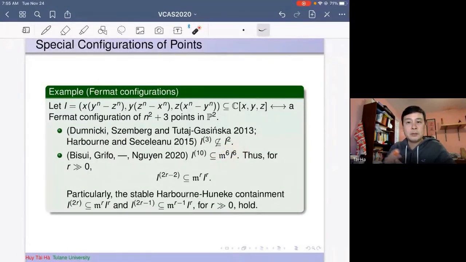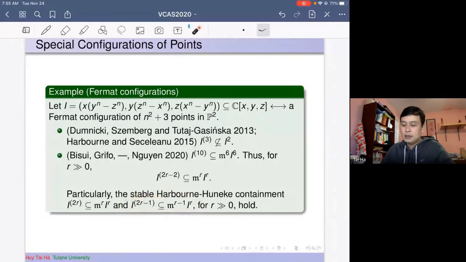And using one containment implies all containments, we get this containment: I to the 2r minus 2 symbolic power is contained in m to the r times I to the r. Particularly, this is a height 2 ideal. So if you look at the statement for the Harbourne-Huneke containment, this is what we need. That's the Harbourne-Huneke containment. And there are variations of the Harbourne-Huneke containment, which is this containment.